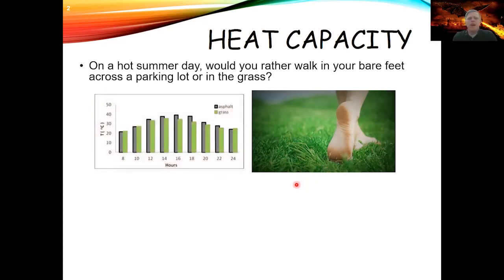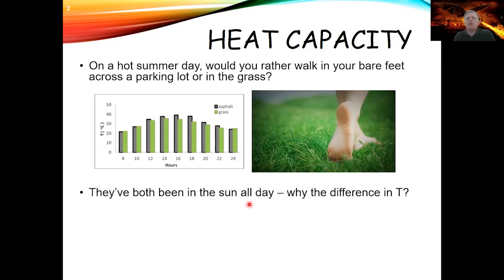So if we actually plot the temperature of the asphalt and the grass throughout the day, you'll notice the black line here is the asphalt. We have the time of the day on the bottom, and then the temperature in degrees Celsius on the y-axis. And as we go throughout the day, the asphalt actually gets hotter than the grass does. Even though they've both been in the sun all day, in the same sunlight, right next to each other, what's going on? Why is the asphalt getting so much hotter than the grass?